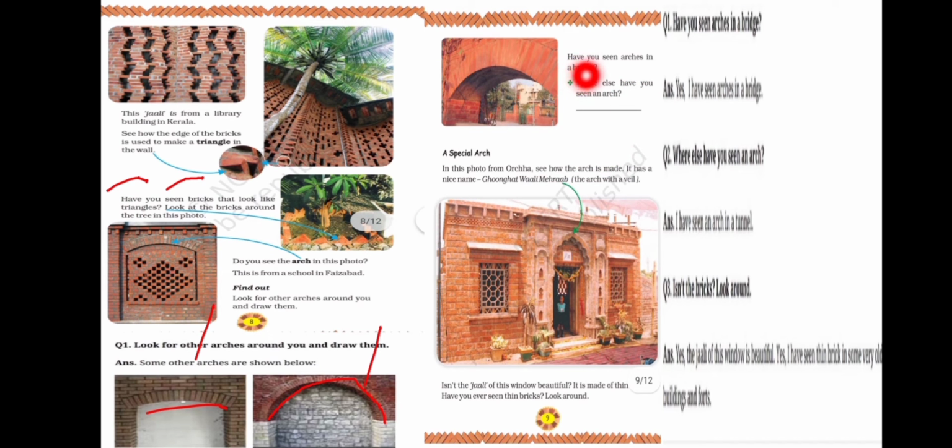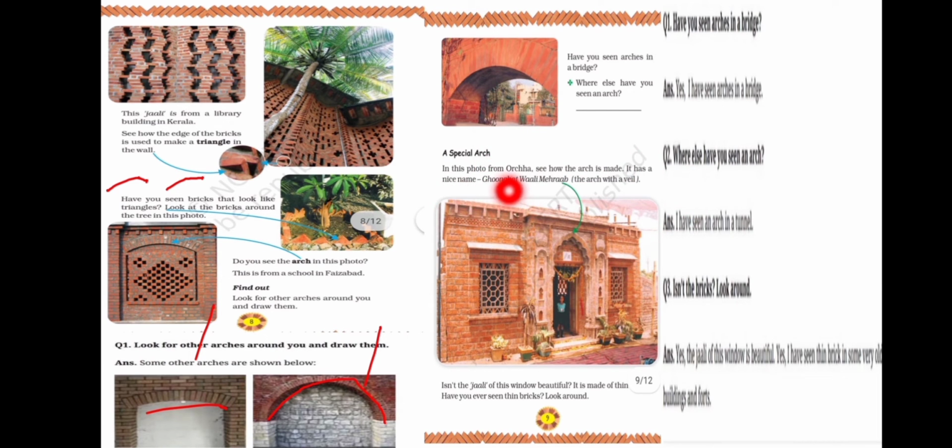Next, have you seen arcs in a bridge? Here a bridge is given and mostly you have seen that there is a curved shape in a bridge. So yes, we have seen arcs in a bridge. Where else have you seen an arc? I have seen arc in a tunnel. A special arc. We are going to discuss some special types of arc.